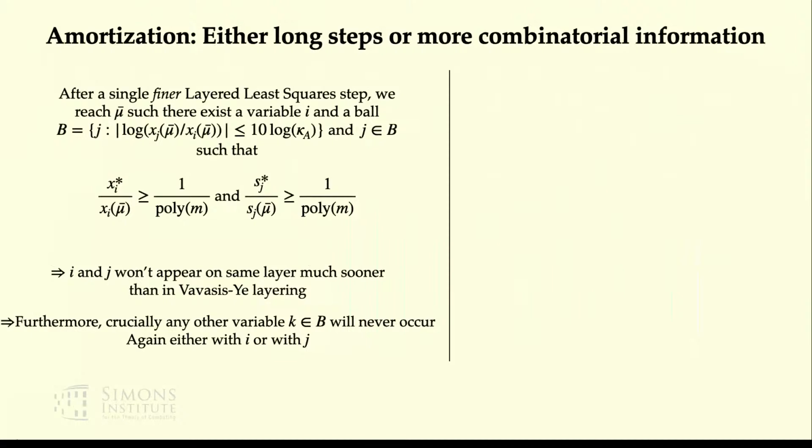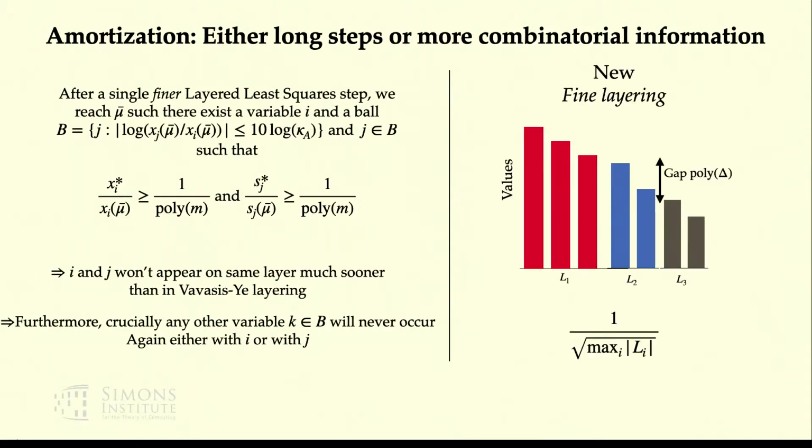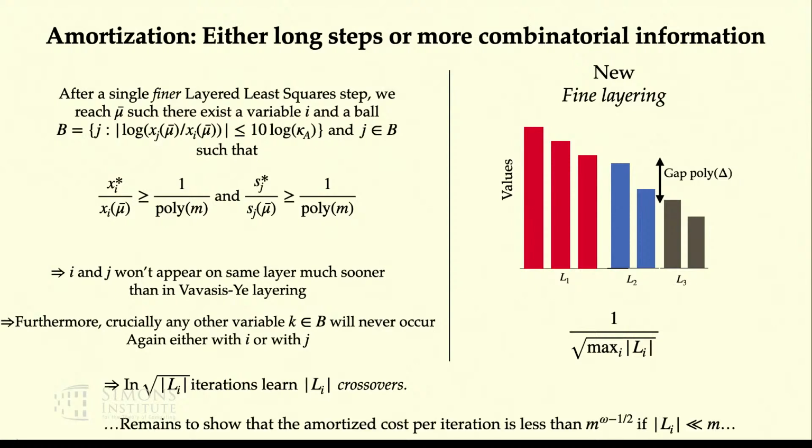Okay, so combining these two insights, meaning I find combinatorial events between two variables quicker, and I have larger step lengths, you get this result. In root L, or in root cardinality many iterations, I can learn cardinality L many combinatorial events. What is left to show is that not only can I take longer steps, I can also compute these steps faster, in m times running time rather than m to the omega minus 1/2. And for this, I will only give high-level ideas why you can do that.